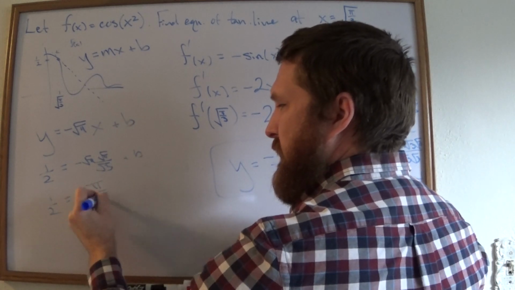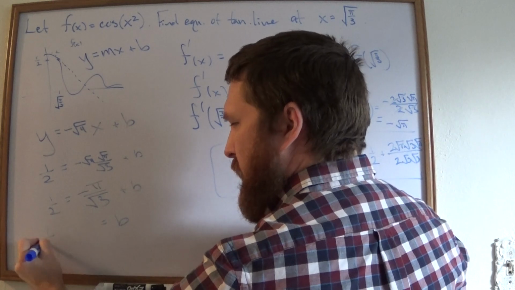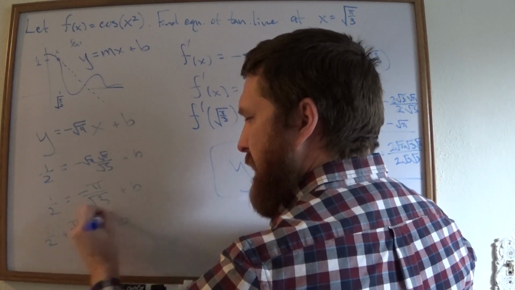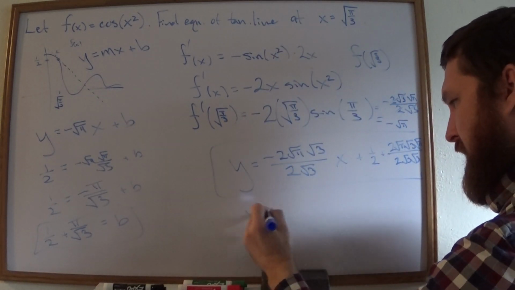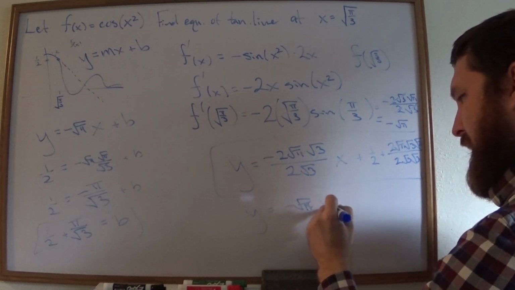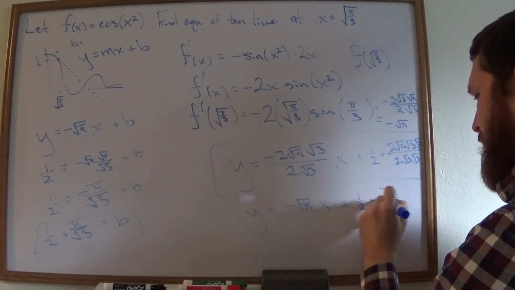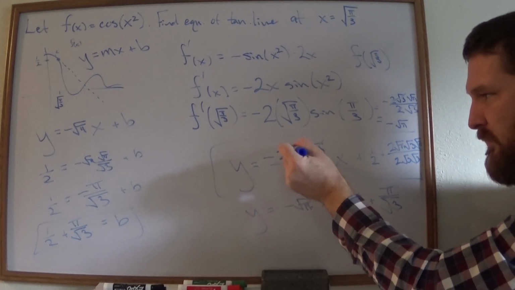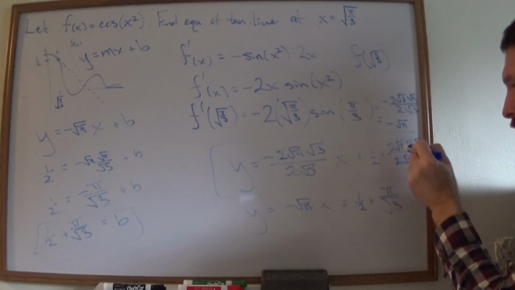And the over root 3 stays over root 3, so plus b. So therefore b equals 1/2 plus pi over root 3. And I would have put that into here to give me y equals minus root pi x plus 1/2 plus pi over root 3, which indeed is what this would reduce to, if you cared to do all of this.